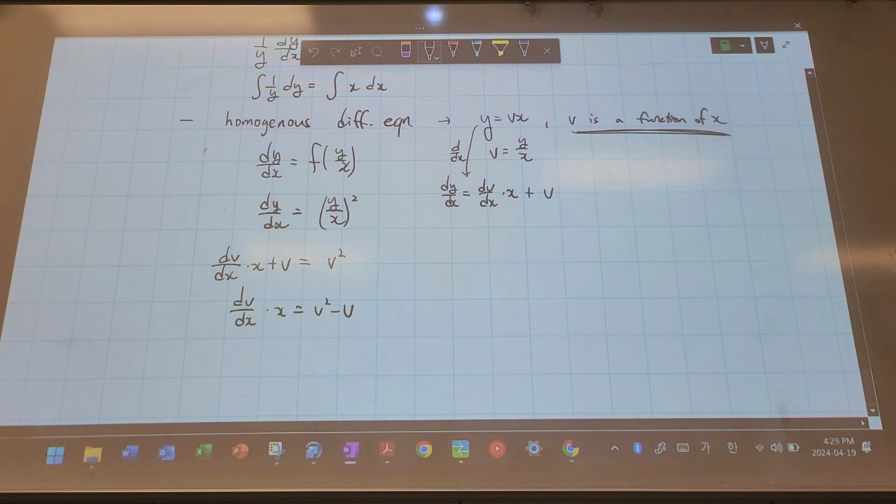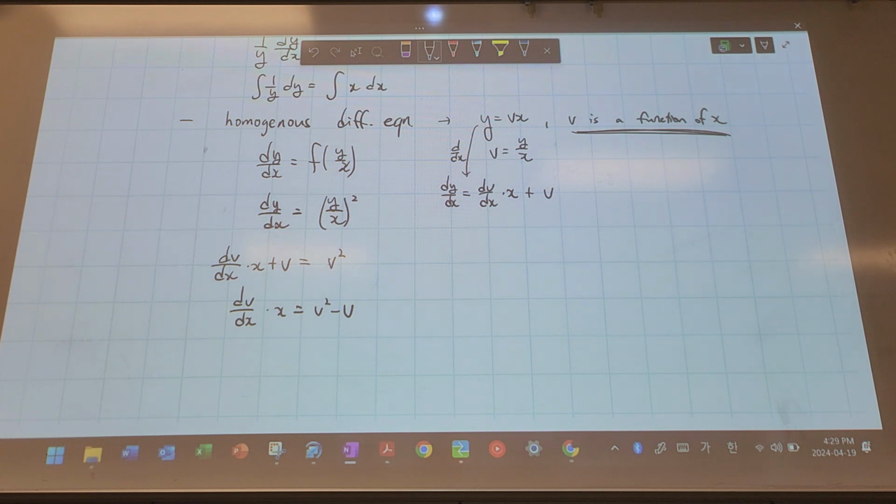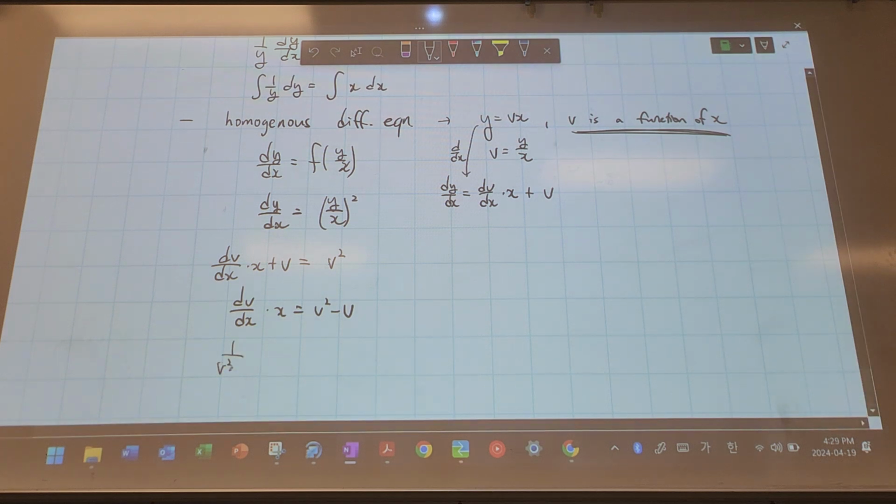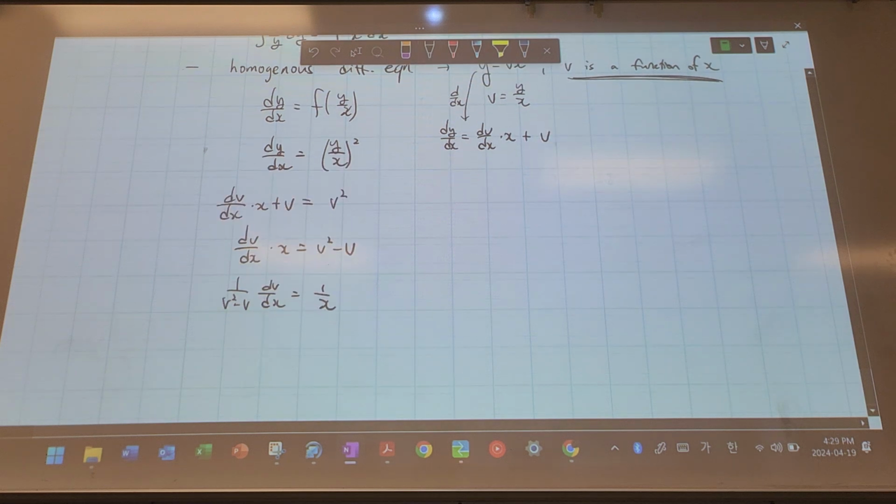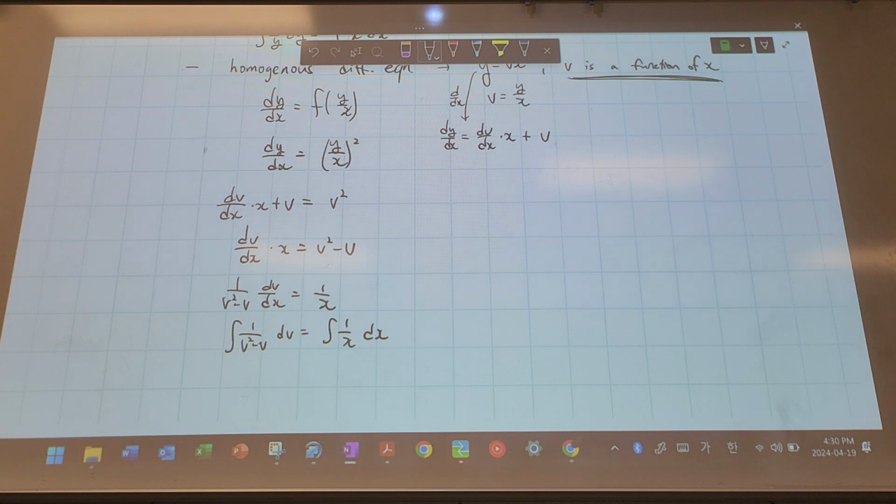And now, this is kind of a separable differential equation, right? So let's put all the v on the left hand side and all the x on the right hand side. Then we have 1 over v squared minus v, dv over dx is equal to 1 over x. Then 1 over v squared minus v, dv is equal to 1 over x dx. And then you proceed to solve. I think you have to use partial fractions for the left hand side.